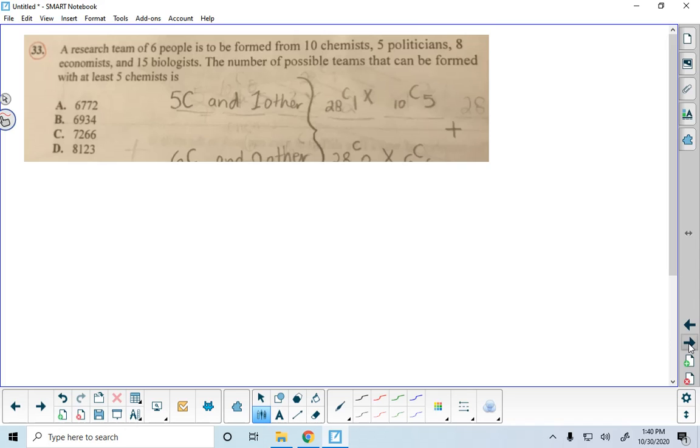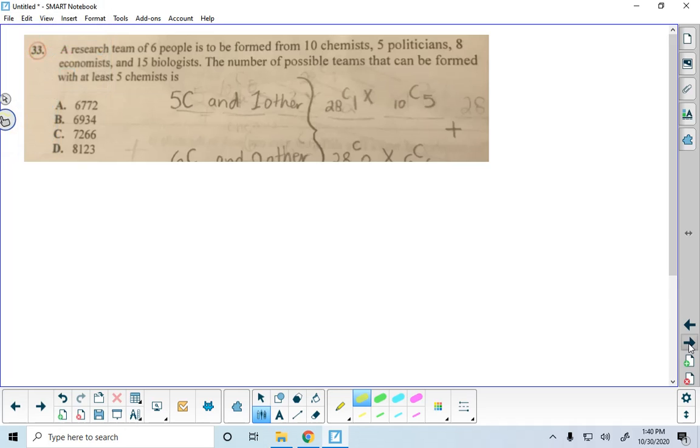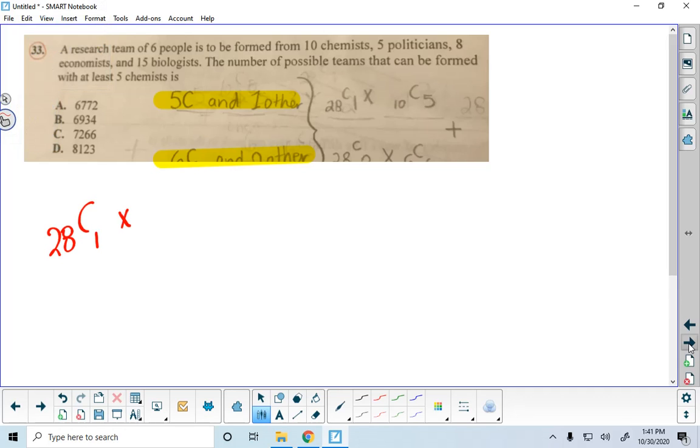You're absolutely right in saying for this question, number 33, that if you want at least 5 chemists on a 6-person committee, you can have 5 chemists and 1 non-chemist, or you can have 6 and 0 non-chemists. So when you wrote the 5 chemists and the 1 other, you wrote 28, choose 1, because you've added up the number of people who are not chemists, and there are 28, and you need 1 of them, and you've multiplied that by 10, choose 5, and that's correct.